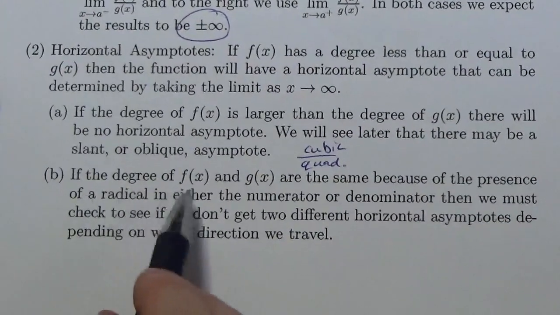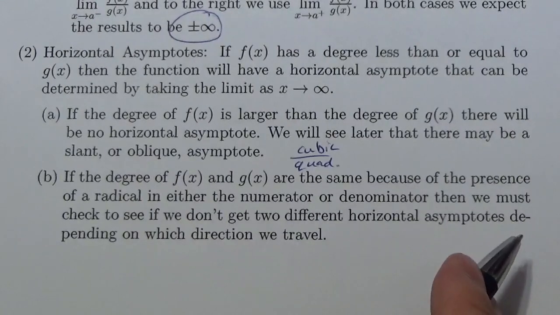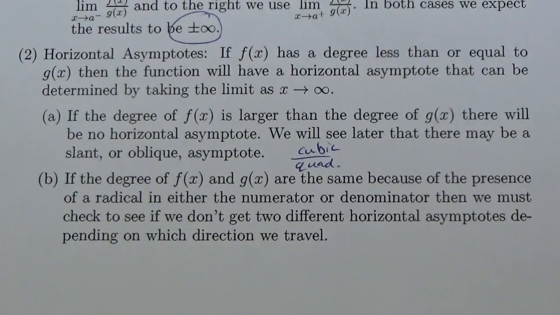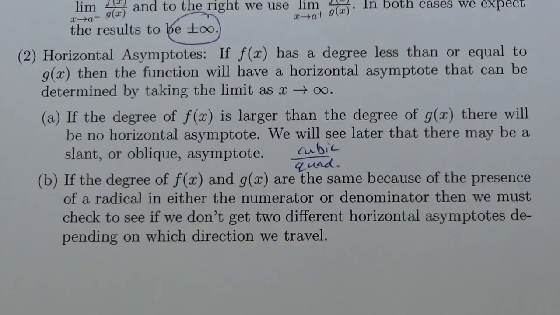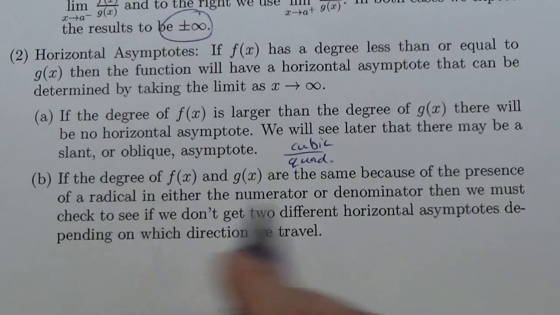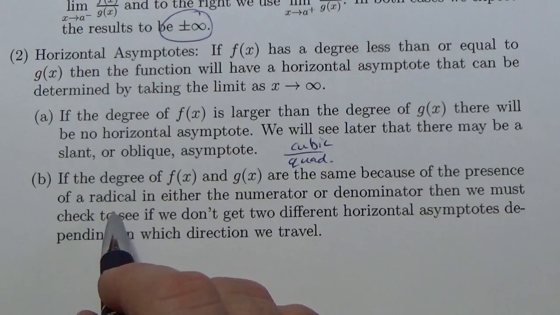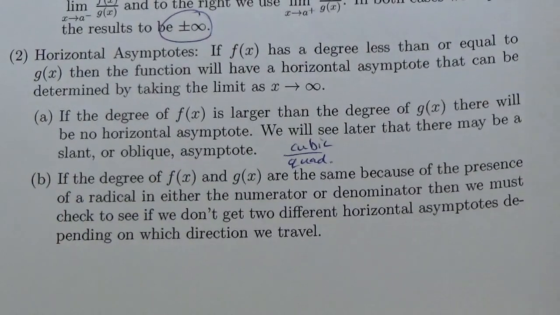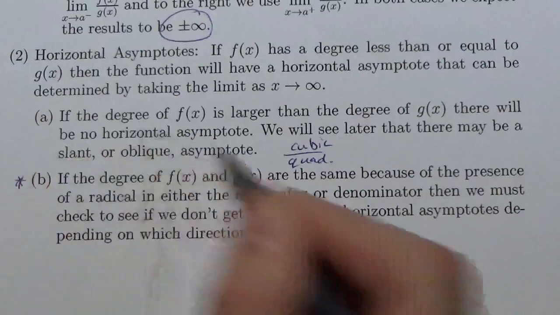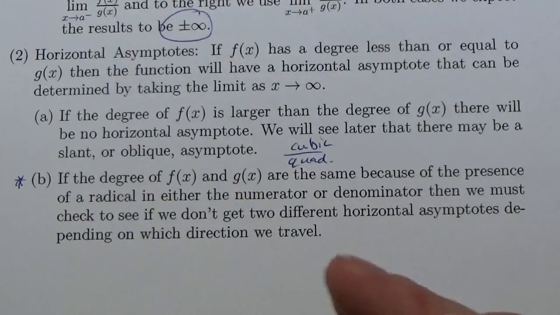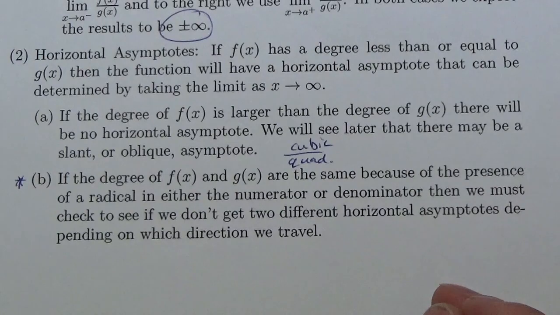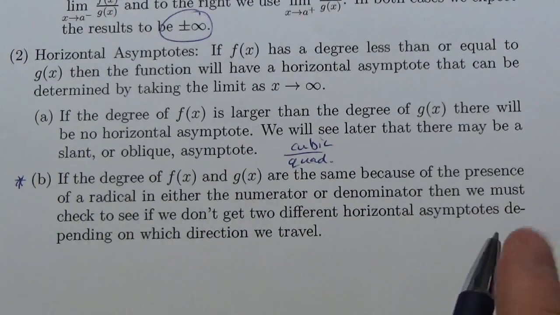Now, on the other hand, if the degree of f of x and g of x are the same, and that's really all that matters is the degree, the coefficients aren't going to affect this. If they're the same, they're going to grow at the same rate, basically. So then, wait a second, are the same because of the presence of a radical. Oh, I'm sorry. I forgot about this little note here. If they're the same, then it's just the ratio of the leading coefficients. We'll talk about that in a second. But I forgot about this little note, and this is an important little note here.